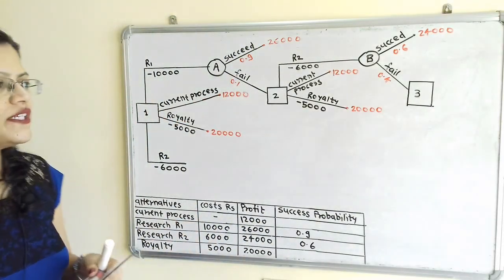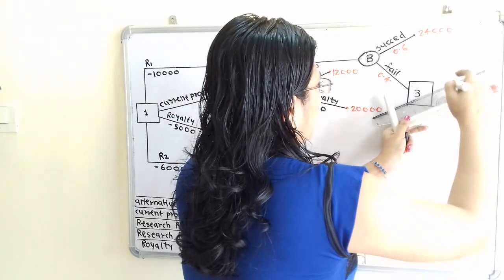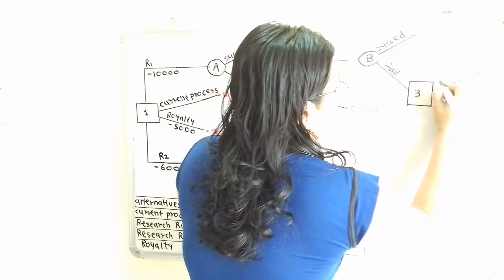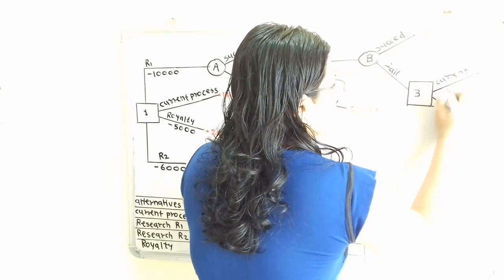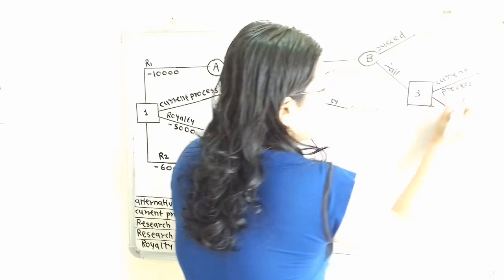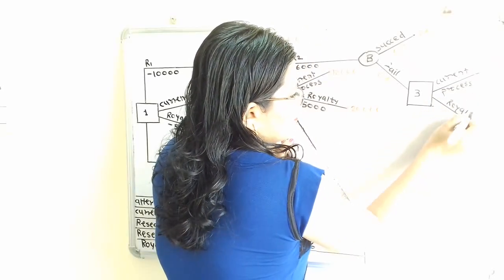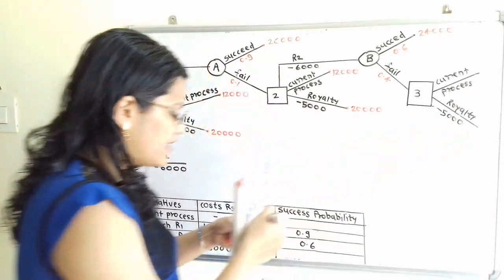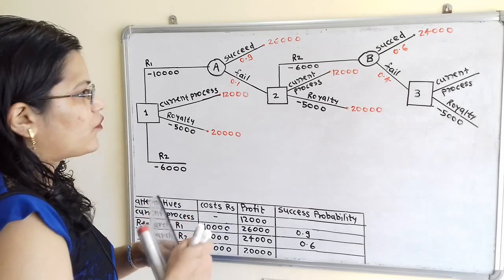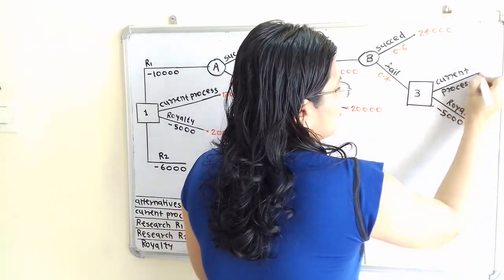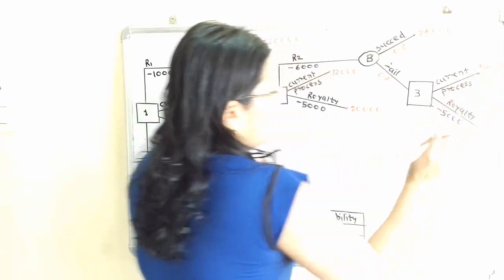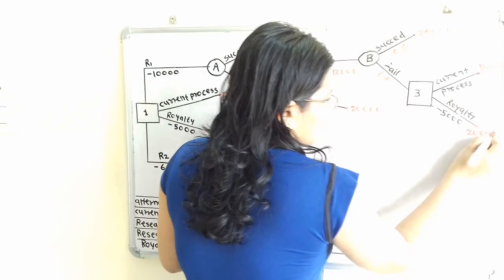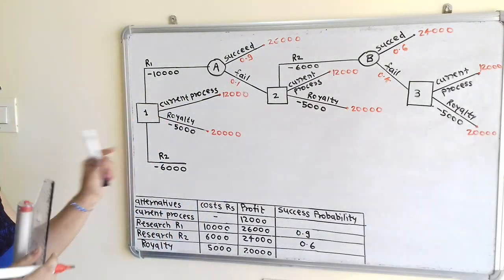Now we will show this with two options, that is, follow the current process or pay for royalty. So current process, and here royalty. Paying for royalty means there is a cost of minus 5,000, and for the current process the profit is 12,000. So we have to mention here, this will be our terminal branch, 12,000, and for pay for royalty, minus 5,000, the outcome is 20,000.